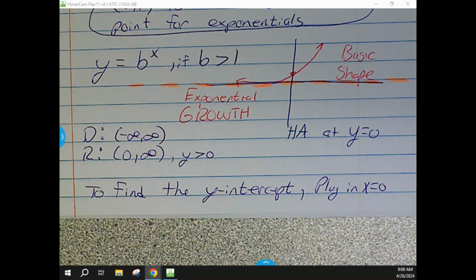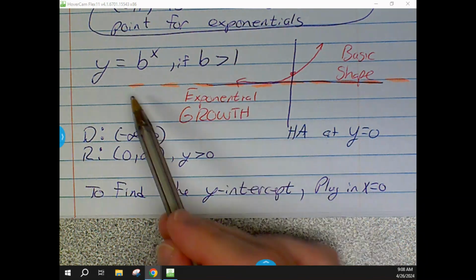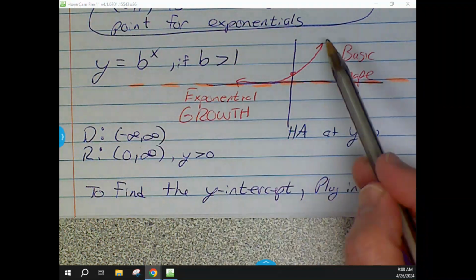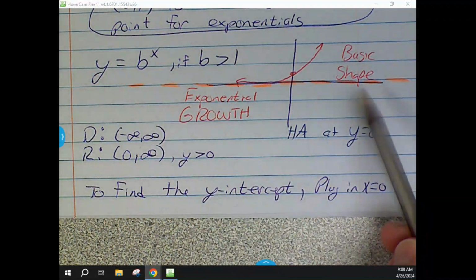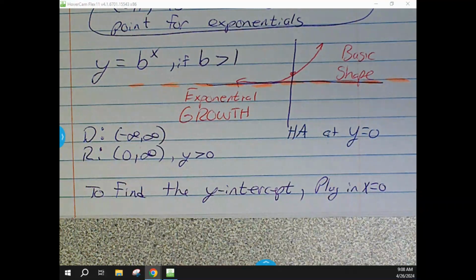Okay, so that's our basic graph. So for every exponential, if your base is greater than 1, they're always going to have that same basic shape, and then you have a horizontal asymptote here. Your domain and range will always kind of set up like this one, and we go through that part of it.